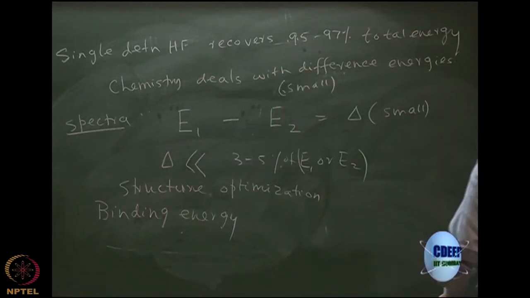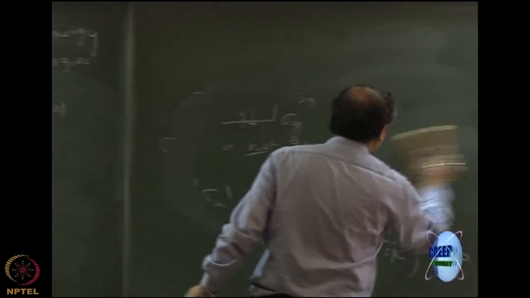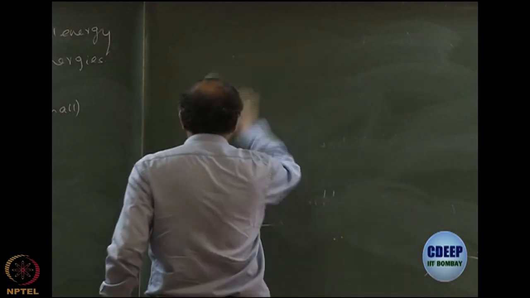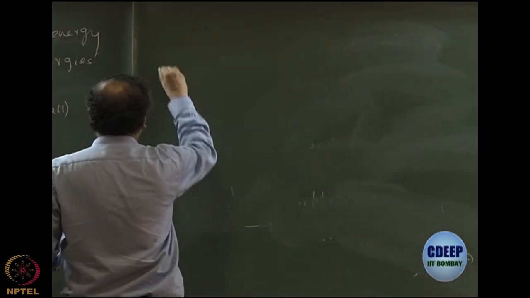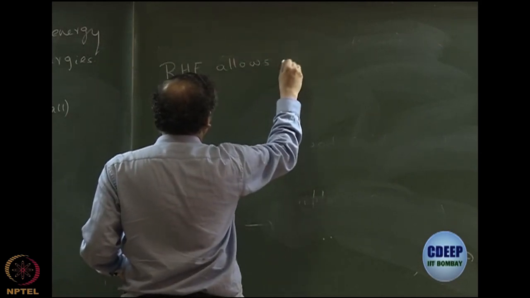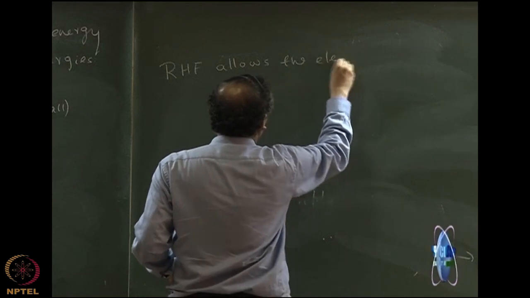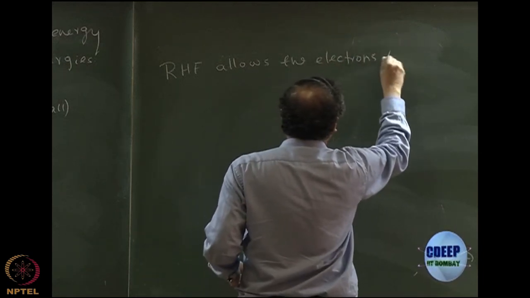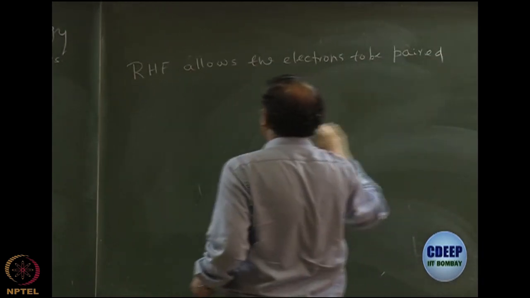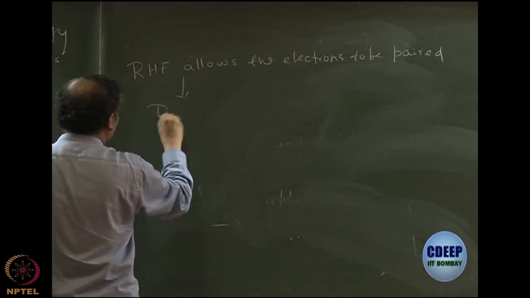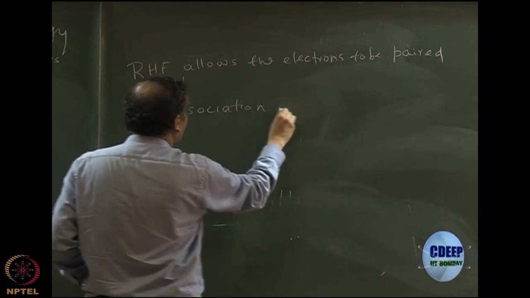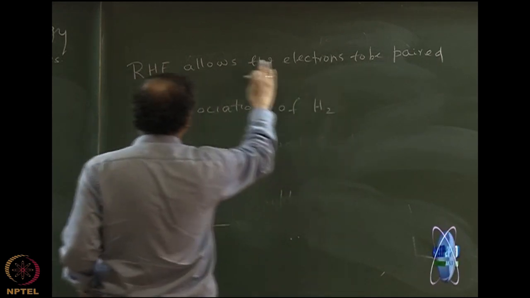The second problem, which you have already recognized, is that particularly RHF, restricted Hartree-Fock, allows the electrons to be paired. And this can actually create problems. One of the things that we saw is the dissociation of hydrogen. We will come back to this problem. This is a much more serious problem, so I do not want to discuss it today.